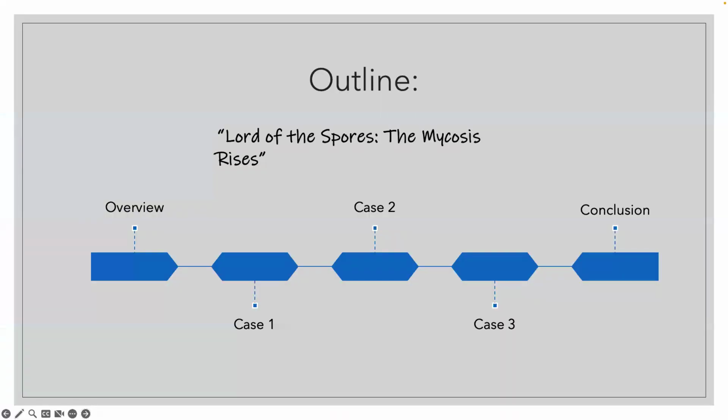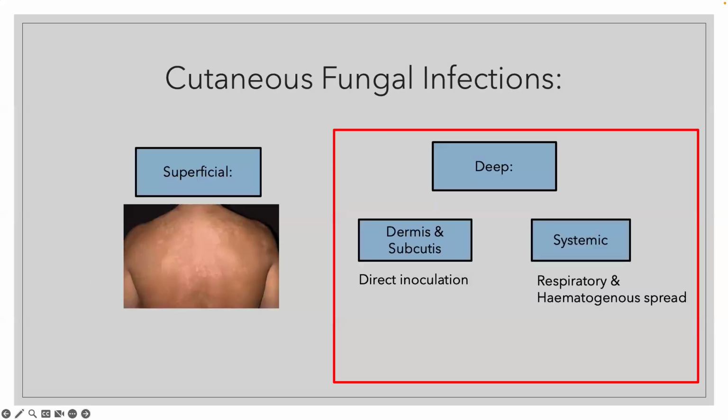I'll be starting off this talk with a brief overview of cutaneous fungal infections, whereafter we will delve deeper into some cases that we've encountered in our clinic. Cutaneous fungal infections are broadly divided into two groups. First of all, you get the superficial mycoses due to fungi that only invade fully keratinized tissue, namely your stratum corneum, hair, and nails. These are known as the dermatophytes. And then fungal infections that involve the dermis and subcutaneous tissue or deeper tissue.